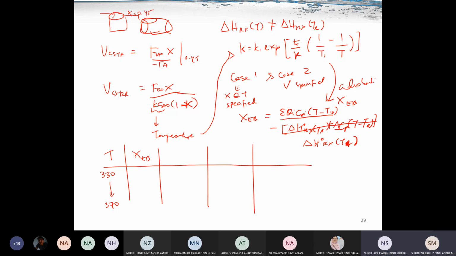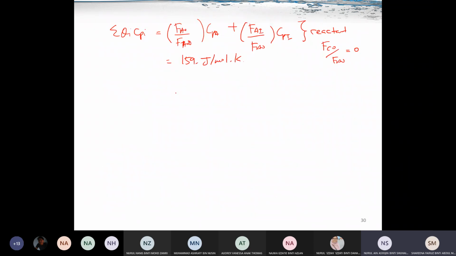And this one, if delta CP has to be considered, the equation will become lengthy. That's why in this question they directly give delta HRX, so you have to calculate delta CP times T minus TR, because now YA0 is not equal to 1, it is not a pure feed into the reactor. It is 90%, which means you cannot simply cancel delta CP. But for this one, the whole equation below, you replace with delta HRX at T. So just substitute it.